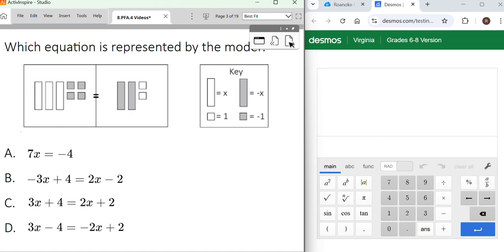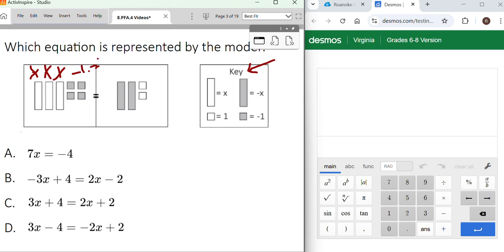Now let's see what we can do by deciding which equation is represented by a model. First things first, you have to pay attention to your key, okay? The blank rectangles are x's, the blank tiny squares are 1's, the shaded rectangle is a -x, and the shaded tiny square is a -1. So before I do anything, I'm going to look at these and I'm going to actually label what I have there. So each of these is an x, and each of these is a -1.